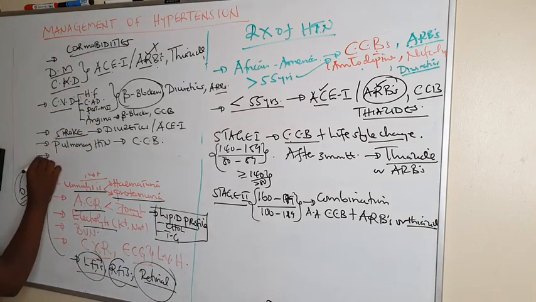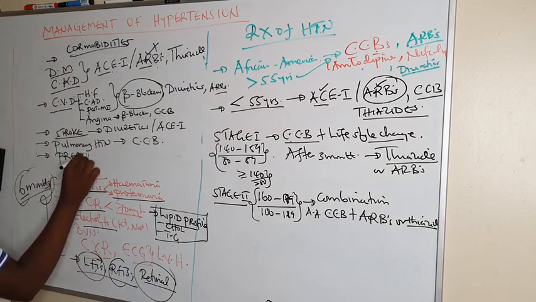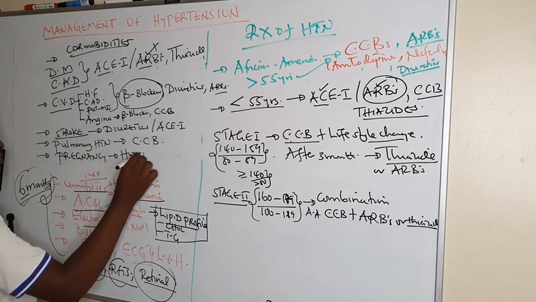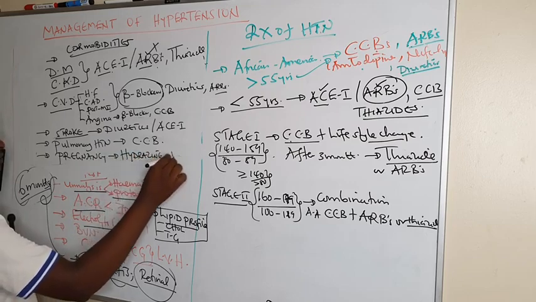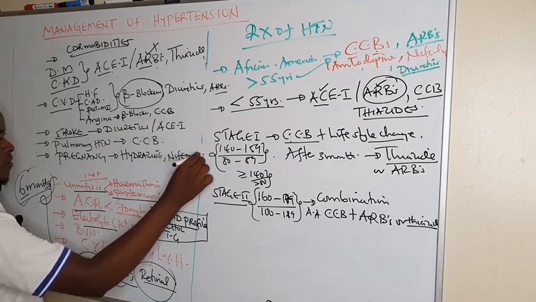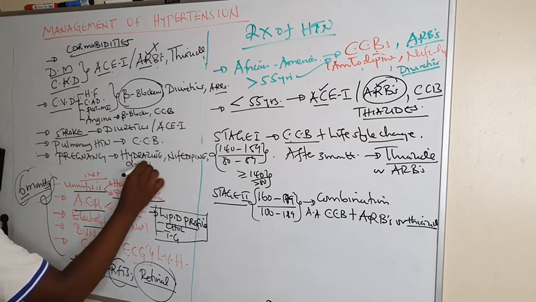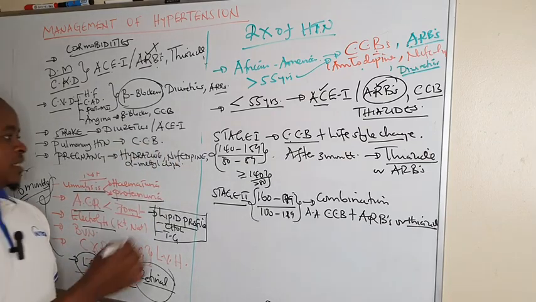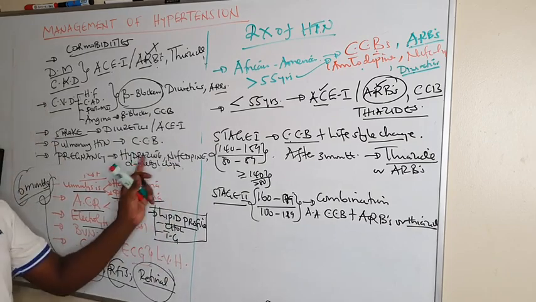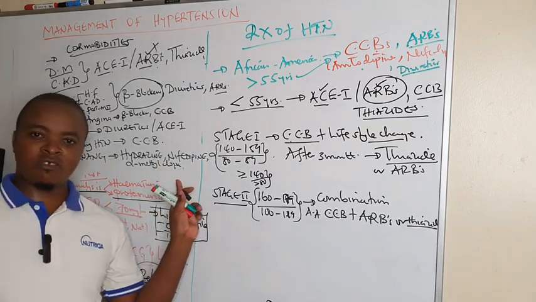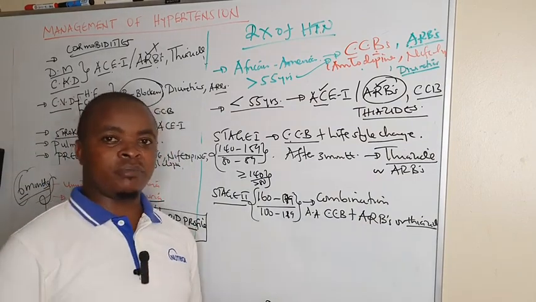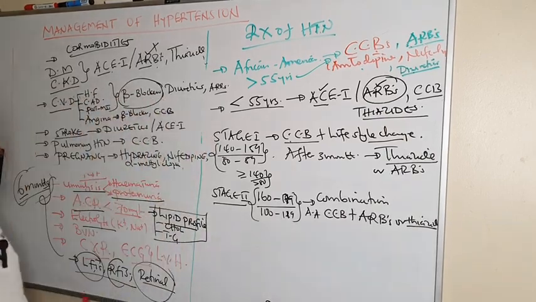Then patients with pregnancy, pregnant women. In pregnancy, we can give hydralazine, you can give nifedipine, we can give alpha-methyldopa. These are some of the drugs used. Even sometimes esmolol, but no, esmolol is not given. Hydralazine, nifedipine, or alpha-methyldopa are the drugs of choice in pregnancy, and ACEs or ARBs are contraindicated in pregnancy. So those are some of the drugs you can give in pregnancy.